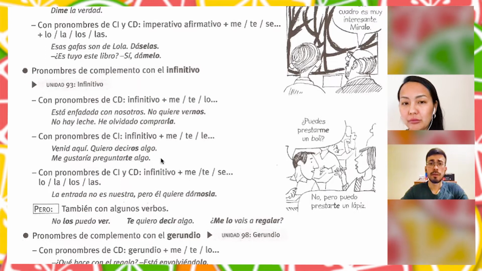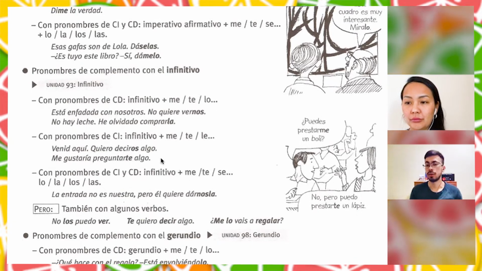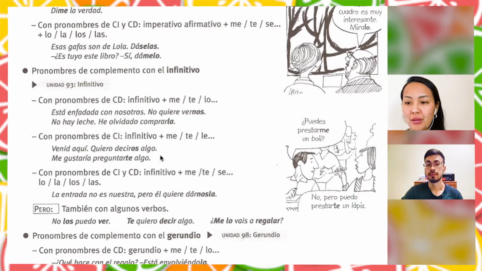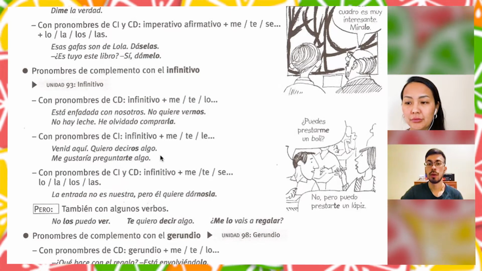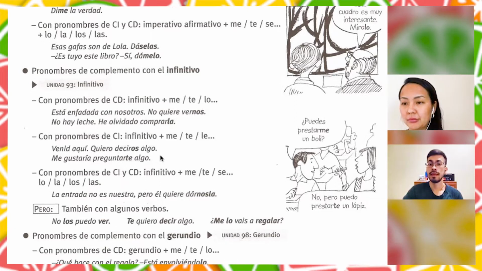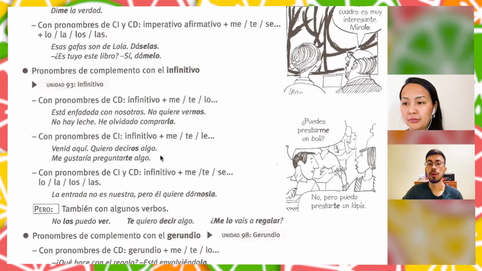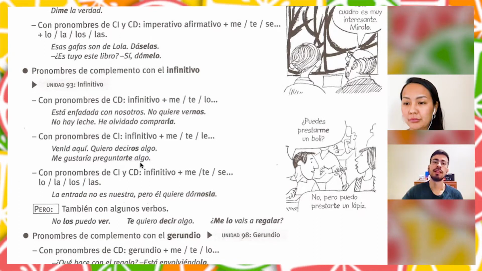For indirect, it will be the same. The only thing is that it's going to change to le. Venid aquí. Come here. Quiero deciros algo. I want to tell you something. Me gustaría preguntarte algo. I would like to ask you something, right? So it's basically the same.